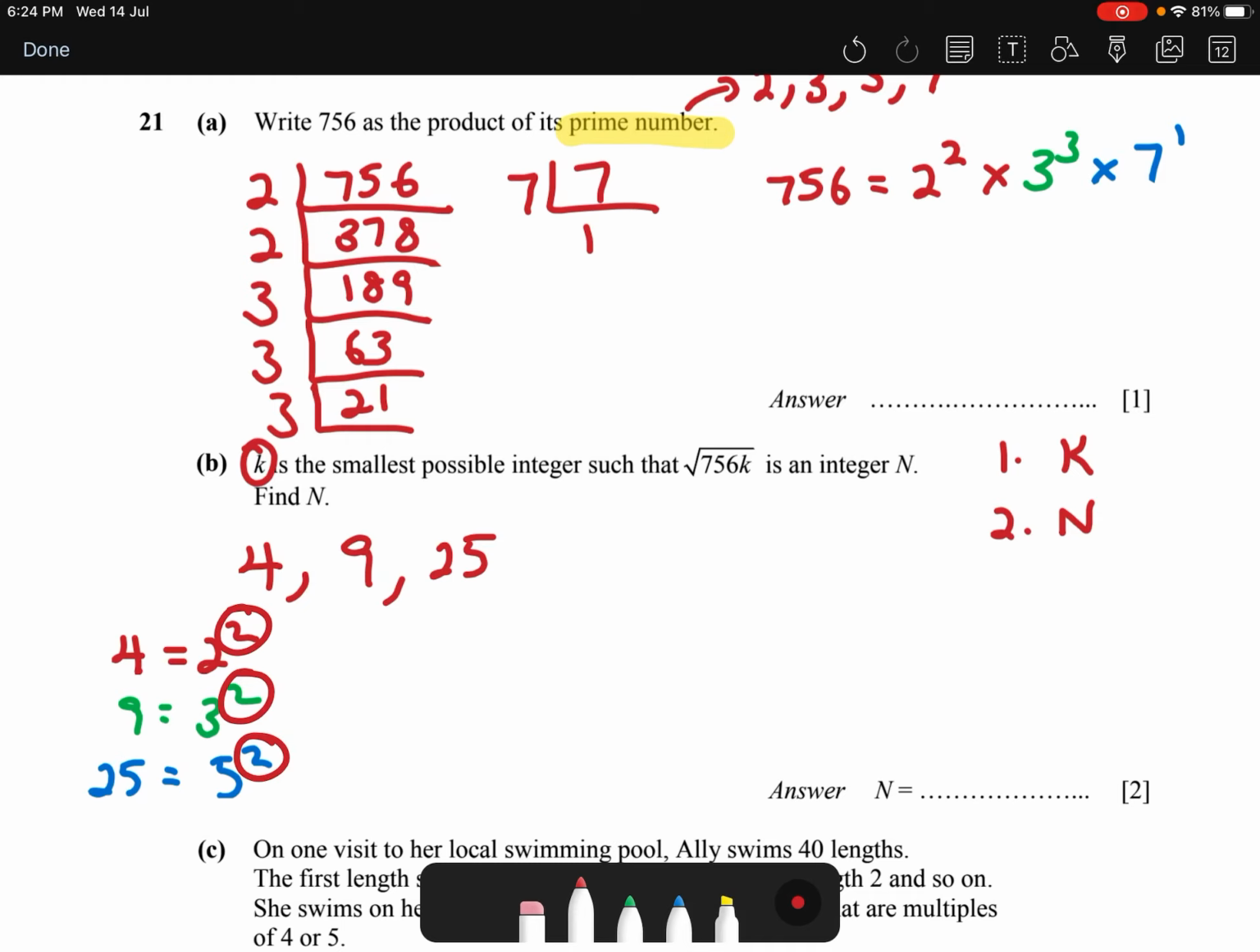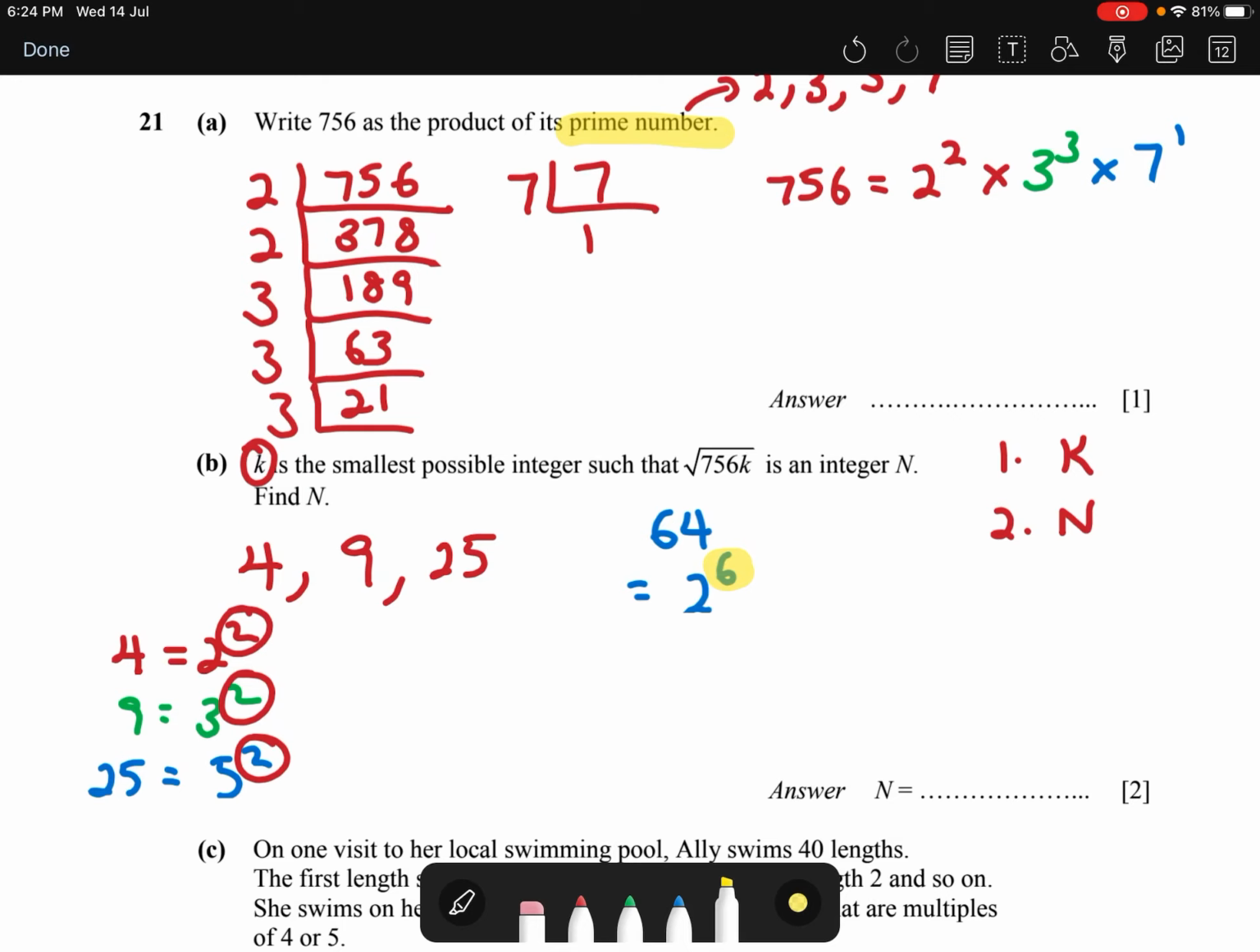Okay, so let's just say I give another example. 64 is also a perfect square. So if I prime factorize my 64, I should get 2 to the power of 6. When I square root my 64, I should get 8, right? Okay, why can I square root 64? Because the power is a multiple of 2. So multiples of 2 are 2, 4, 6, 8, 10, right?